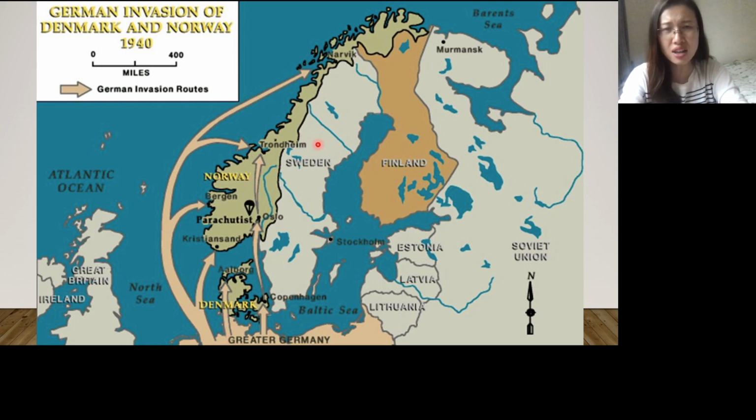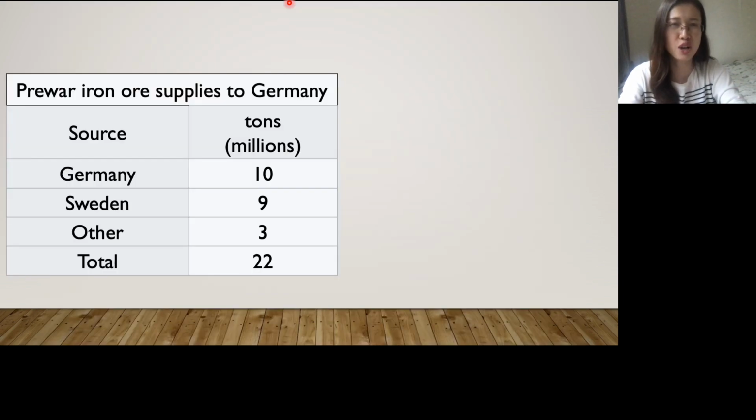So why has the iron ore in Sweden made these two countries so important? You need to see that without the Swedish iron ore, the German war effort would grind to a halt, because not only was the ore being sent in large quantities, but it was also of very high quality, like the iron ore from Sweden, making German steel manufacture extremely efficient.